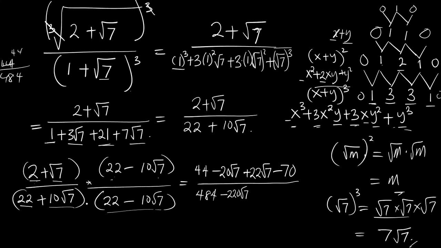Then you now use this one. 10 root 7 times 22, you have plus 220 root 7. So now 10 root 7 times minus 10 root 7, you have minus 700, because 10 times 10 is 100, and root 7 times root 7 is 7. So that is what we'll get. This one is the same, they will cancel out. They are the same but with different signs, so they will cancel out.